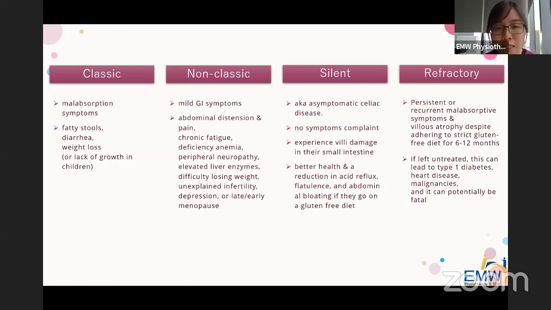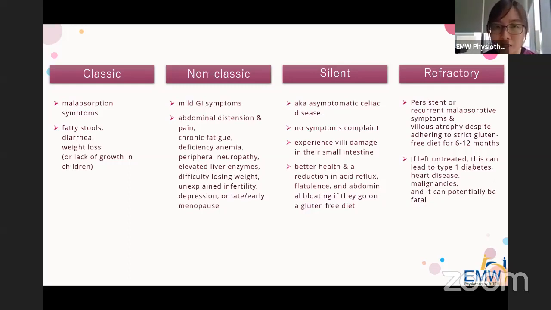Moving on, the next one is silent celiac disease. It is also known as asymptomatic celiac disease, which means there may be no complaints of any symptoms, but if they go for a check, such as an endoscopy or biopsy, they can notice small intestine damage, the villous atrophy. If they decide to go on a gluten-free diet, there would be better health and a reduction of acid reflux or abdominal bloating. This is actually dangerous because it is silent. It is probably the bottom of the iceberg, where we wouldn't rectify anything unless a test is done.